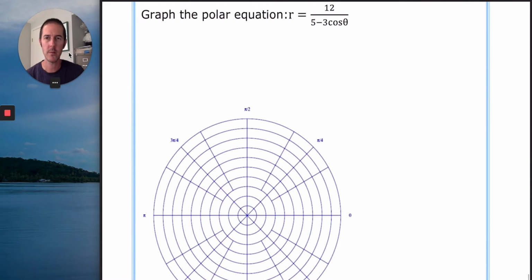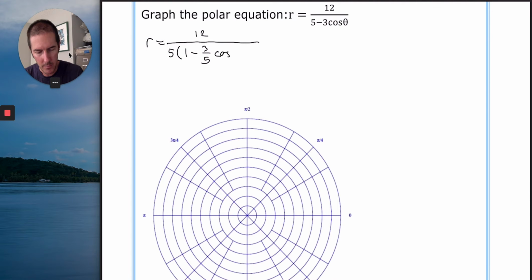Get that right to the top of the screen so we've got some room to work. I'm going to continue, I think I'll switch over to black, and the first thing that I know I need is for this 5 to become a 1, so we're going to do a little factoring. R is equal to, let's leave the 12 in the numerator, factor the 5 out in the denominator, so we end up with 1 minus 3/5 times cosine theta.